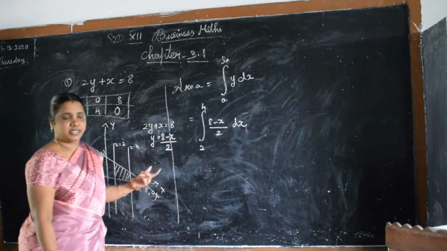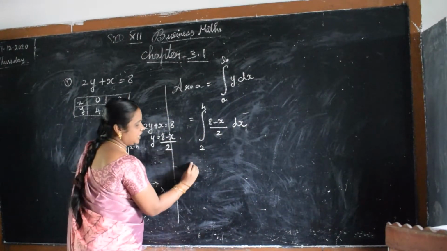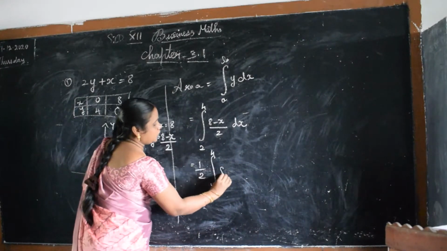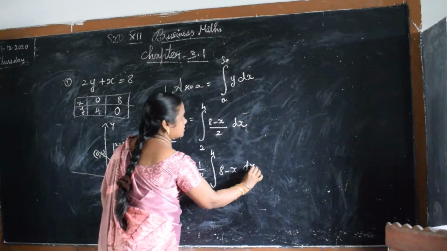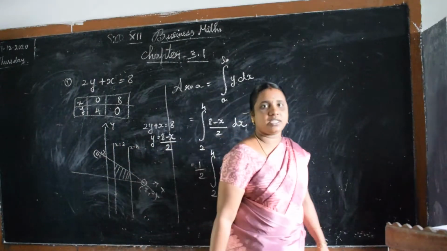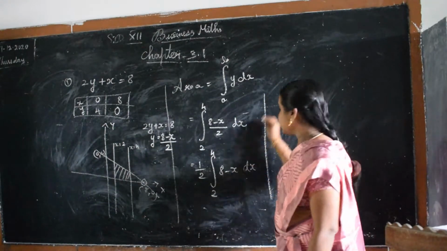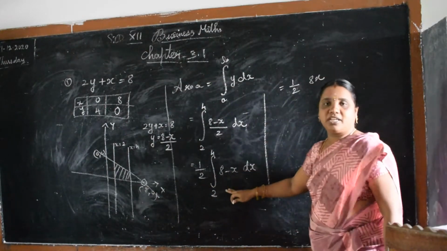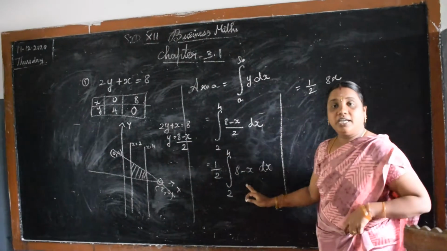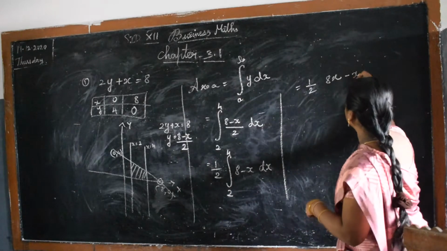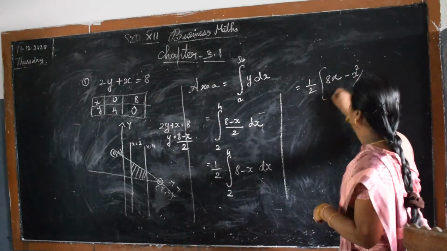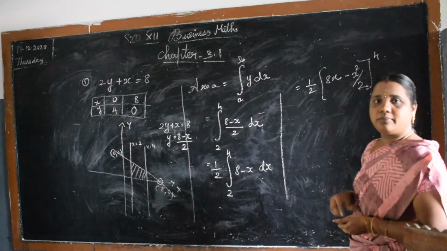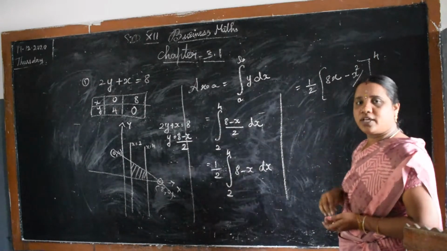Now we can integrate. See, take this half outside. Now half into integral 2 to 4 of 8 minus x dx. Now you integrate this. What is the integral of 8 dx? It is 8x. If you integrate x, you will get minus x square by 2, with the limit 2 to 4. Now you substitute the value. Apply the limit: upper limit minus lower limit.